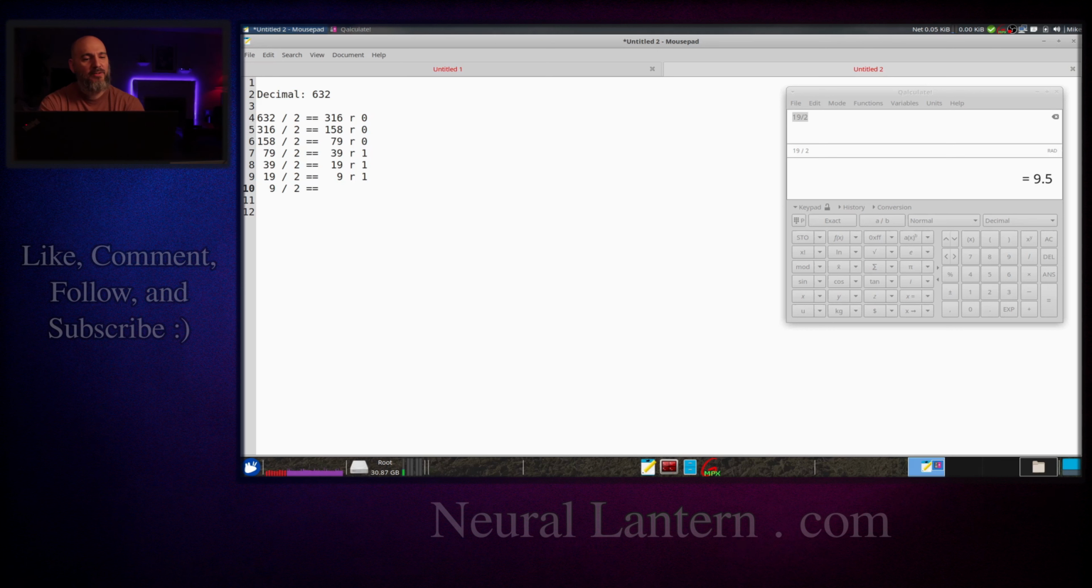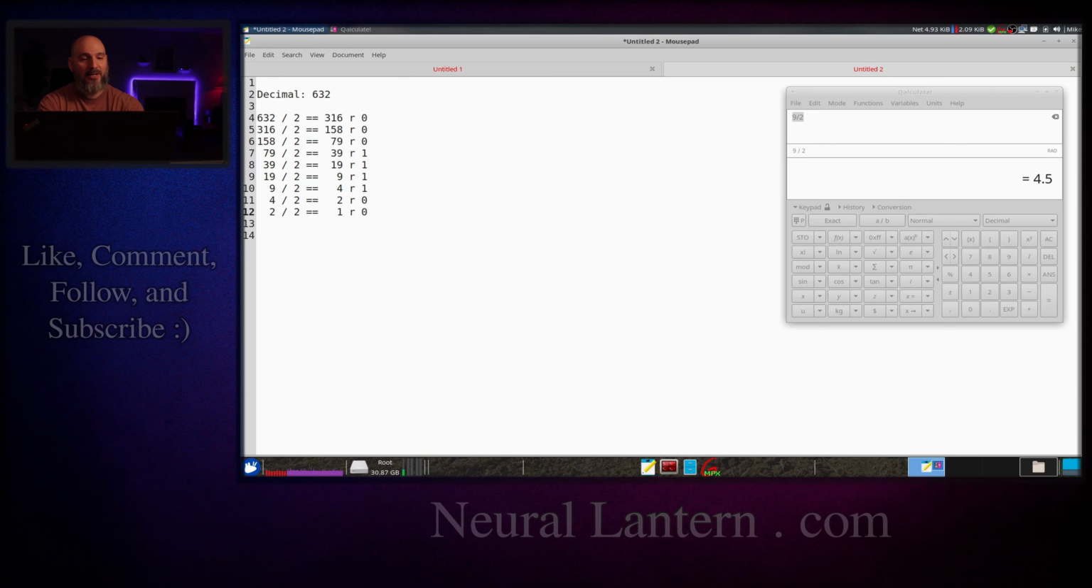Okay, so 9 divided by 2. I'm going to say 4 remainder 1 because it's odd. We'll do 9 divided by 2 just to double check. And then we'll say 4 divided by 2 is 2 remainder 0 because it was even. I don't think I need to double check it, although I probably should anyway. 2 divided by 2 is going to be 1 remainder 0.